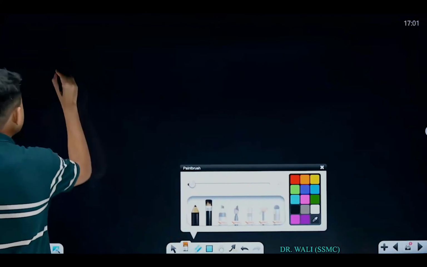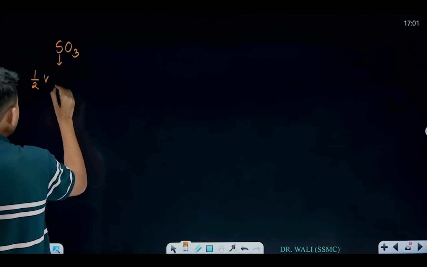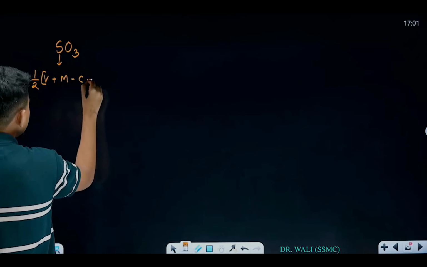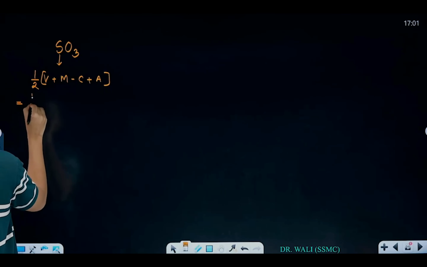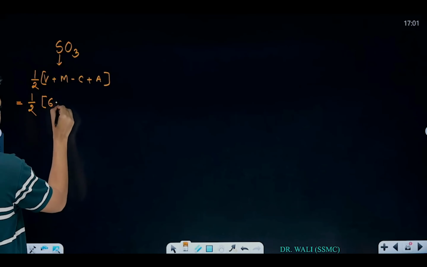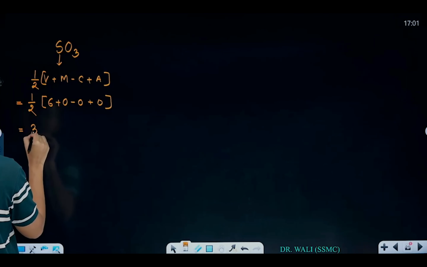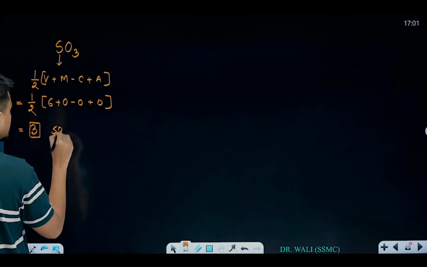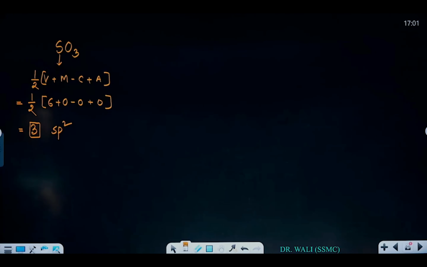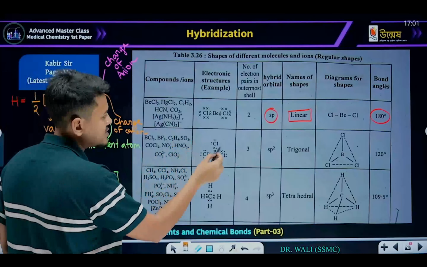Let's try sulfur trioxide. As we know, the formula is half into V plus M minus C plus A. Here, as you can see, sulfur contains 6 electrons in its valence shell, and there is no monovalent, nothing else is there. So it is 3. The answer would be sp2. We have determined the hybridization of sulfur trioxide as sp2.